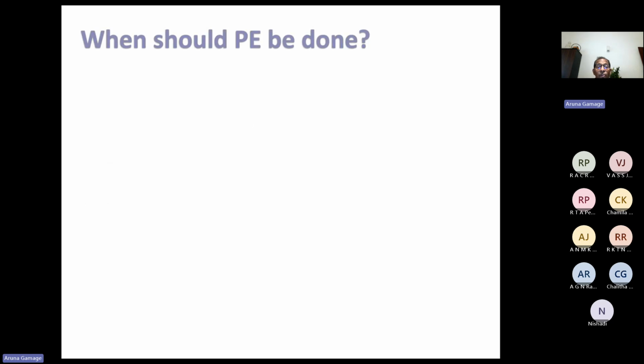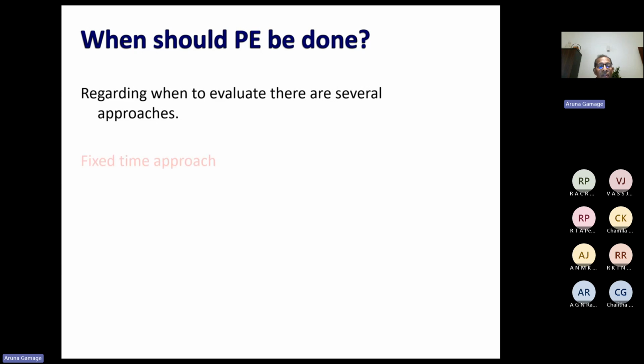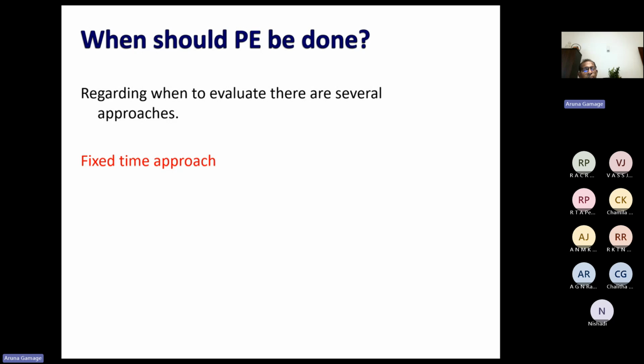Then next one is when should performance evaluation be done? What is the date or the period? There are 3 approaches or alternatives you can use to answer this question. One is fixed time approach or fixed day approach. Fixed day approach says that performance evaluation of each and every employee of the organization should be done on a specific date or during a particular period of time.